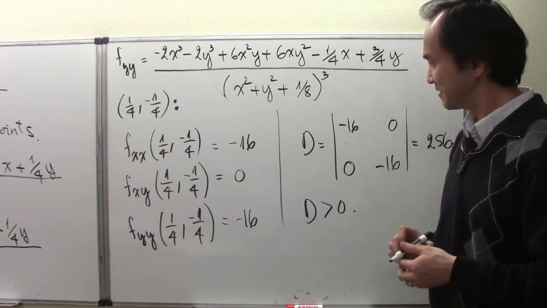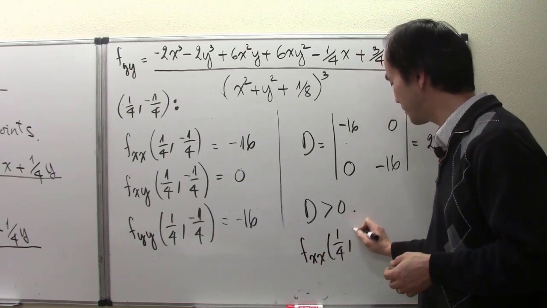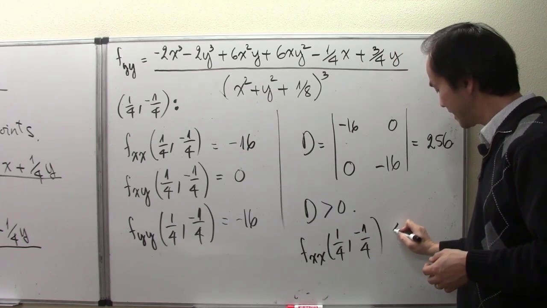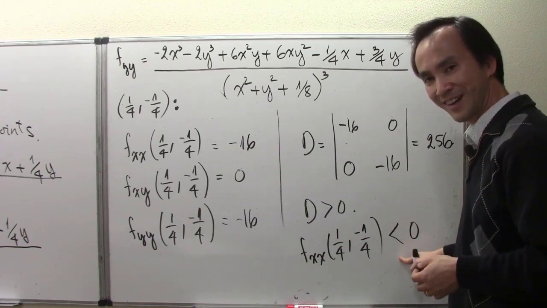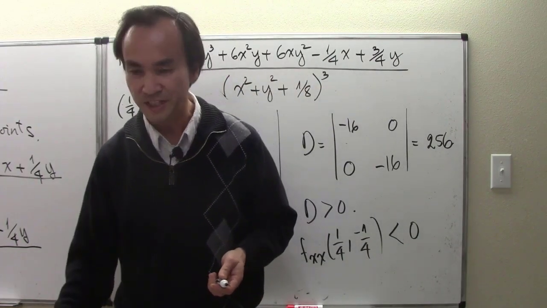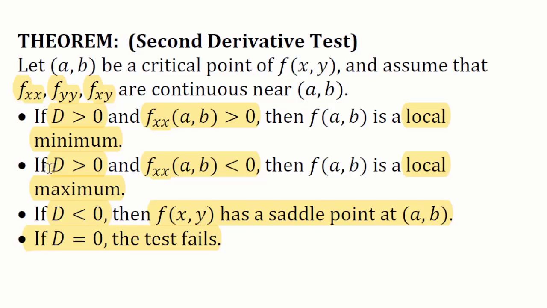And now further, f sub xx at this point, 1/4 comma negative 1/4, found previously here, is a negative value. All right, so now, one more time, let's look at the statements in our second derivative test theorem here. When D is positive and f sub xx at a comma b is negative, then the function has to reach a local maximum at that point a comma b. So now a comma b in our problem here is specifically 1/4 comma negative 1/4.